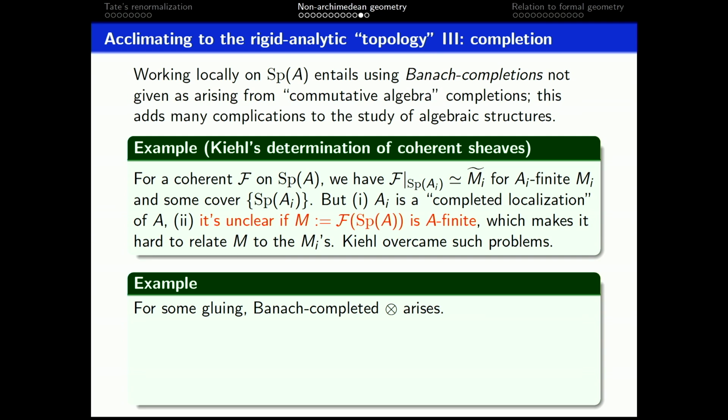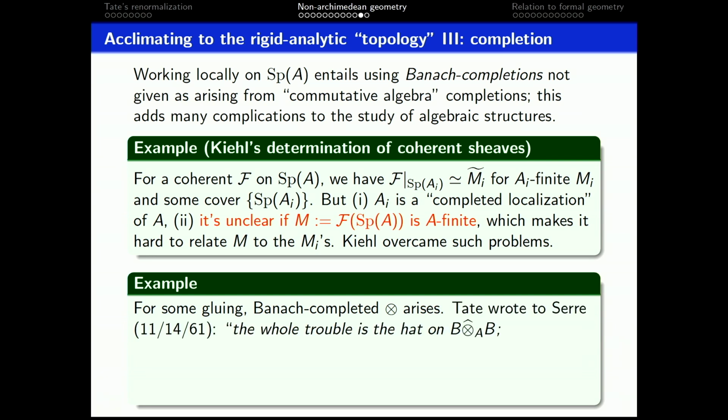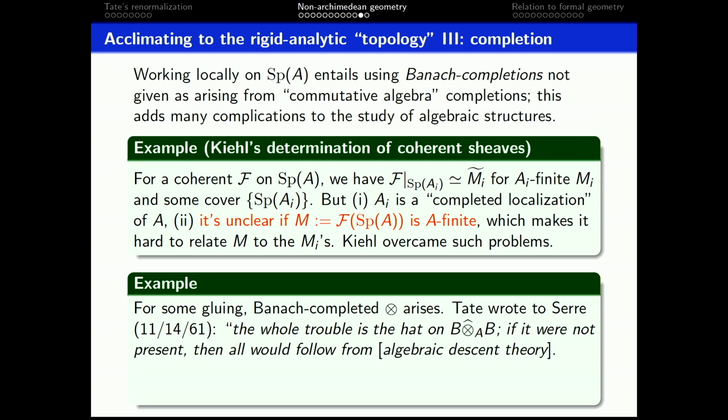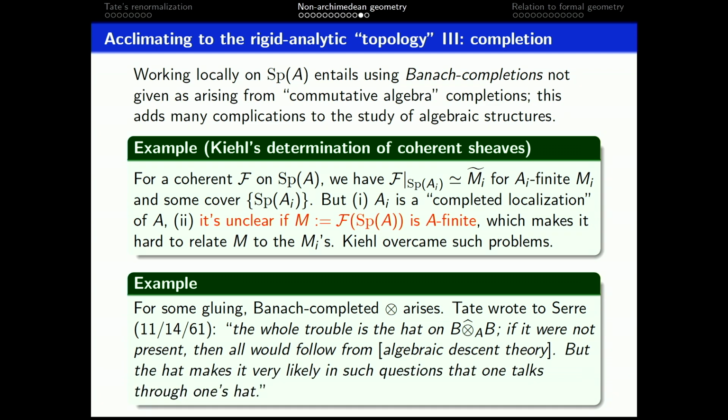Another issue that would come up in gluing is that sometimes you have to work with tensor products, but they would be Banach-completed tensor products, much harder to use. So Tate wrote to Serre about this in November of 1961. He said, the whole trouble is the hat on this completed tensor product. If only it weren't there, what he wanted to do, he could get using usual descent theory. But the hat makes it likely that one's talking through one's hat. Anyway, so it was hard to deal with this at first, okay? And the challenges of the completed tensor product, of course, show up in a lot of later issues as well.